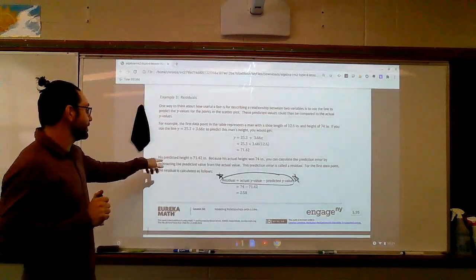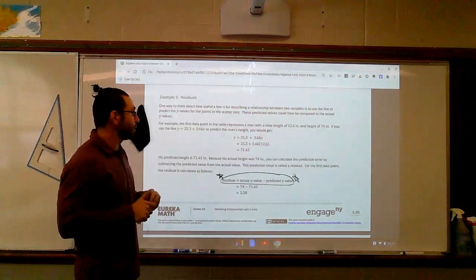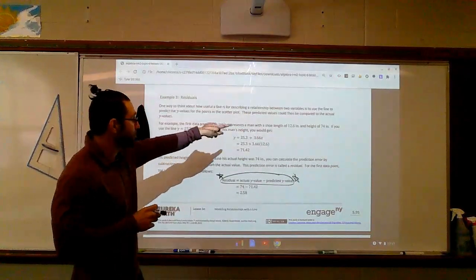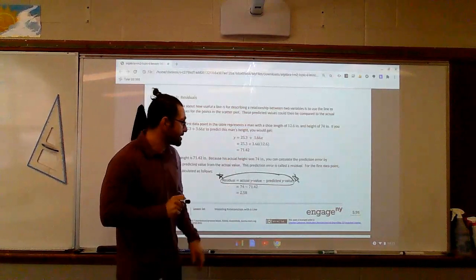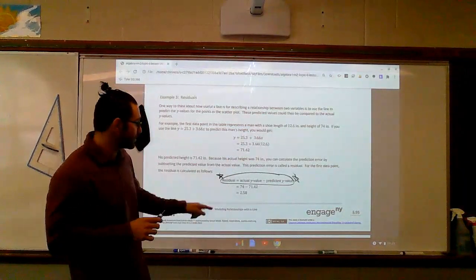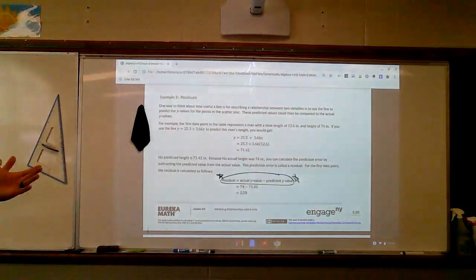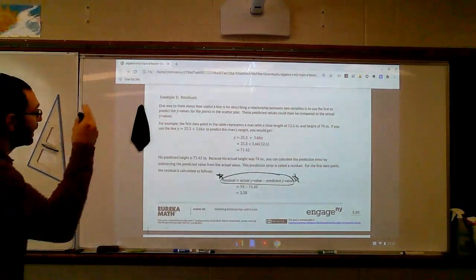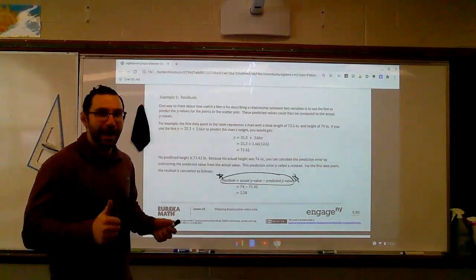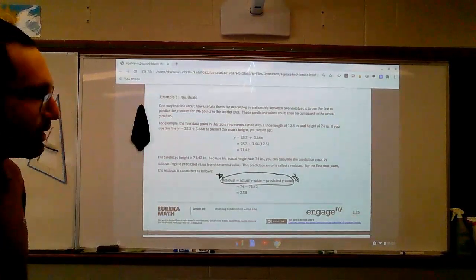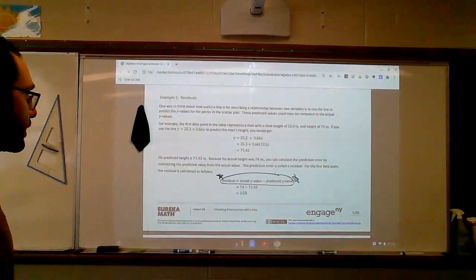In this case, we predicted 71.42 inches. You can read this and say, his actual height was 74. So we take 74 minus 71.42. We're off by 2.58 inches. We can find all of the residual values if we know the actual and what we have based off of our heights. And we'll probably do a little example with this with our own shoes and our height.